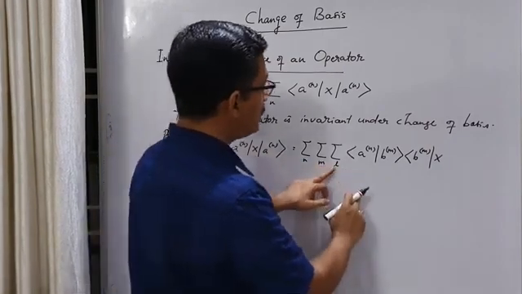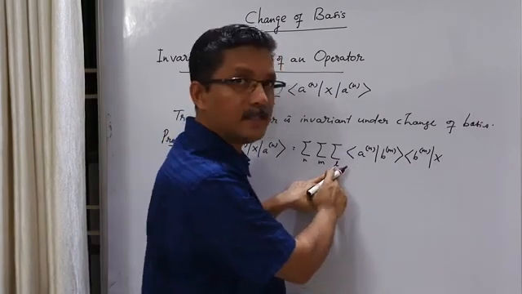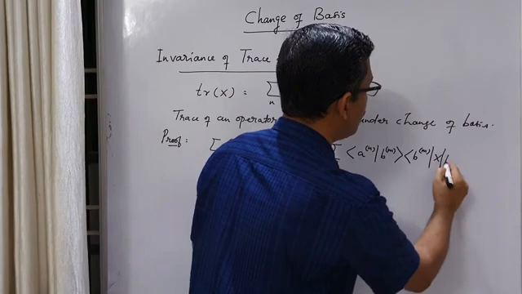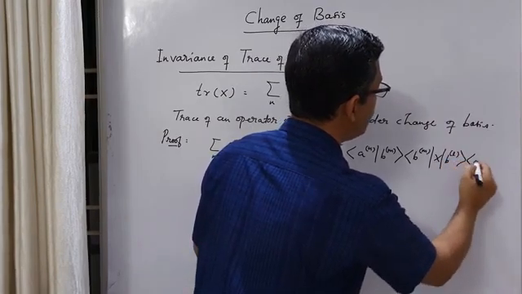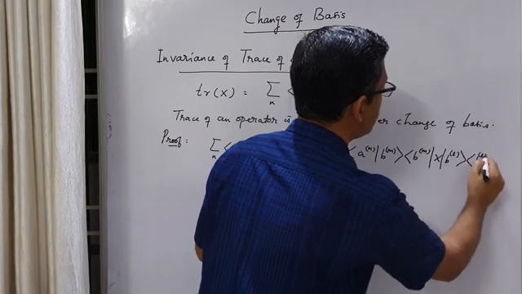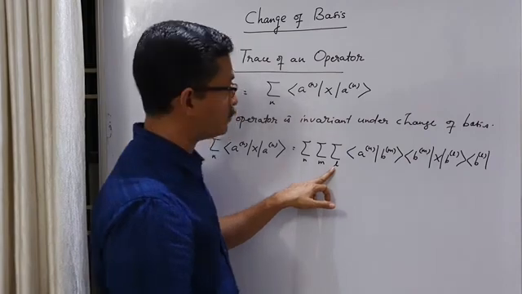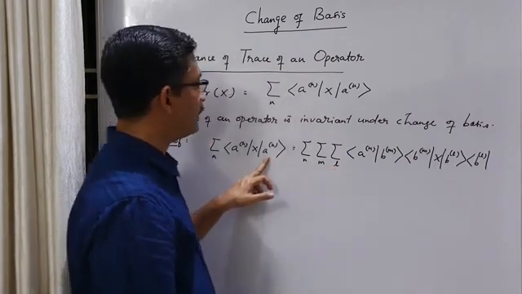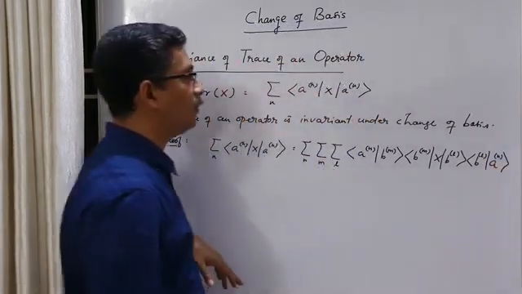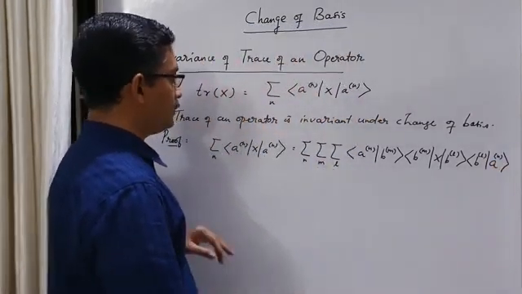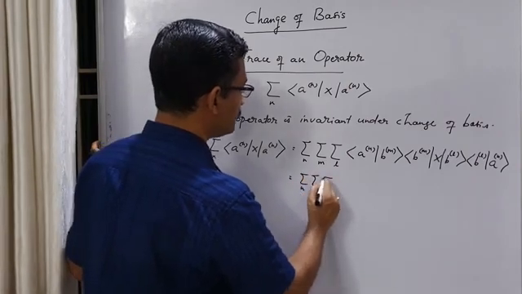And for this identity, let me use the completeness of the B basis in terms of the index L. So we have sum over L, ket BL, bra vector BL, which is identity because of the completeness. And then this ket AN is there. Right. Now this is equal to sum over n, sum over m, sum over l.